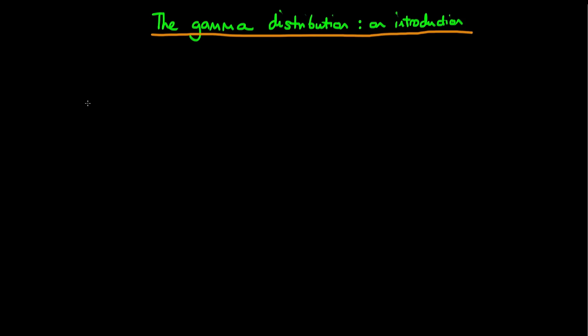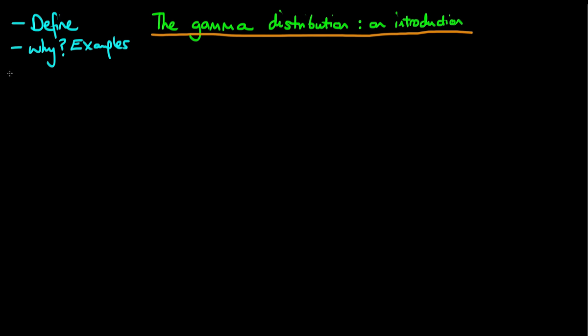In this video, I want to provide an introduction to the gamma distribution. First of all, we're going to define what is exactly meant by the gamma distribution. Then, importantly, we're going to talk about why we might use the gamma distribution, and we're going to explain some examples which might be appropriate to model using a gamma distribution, particularly looking at Bayesian inference here.